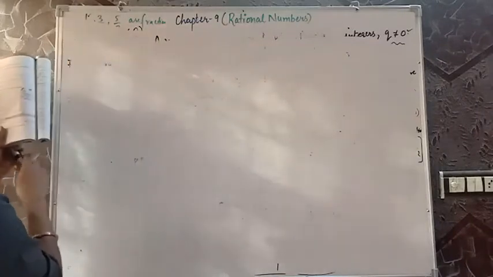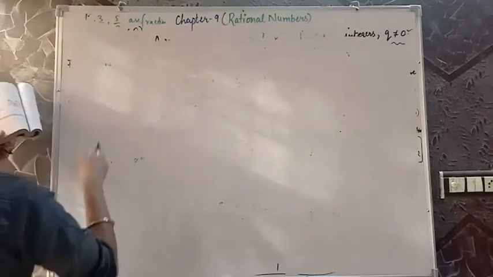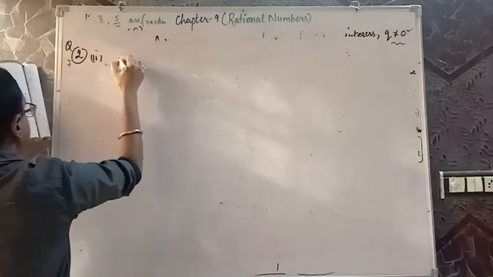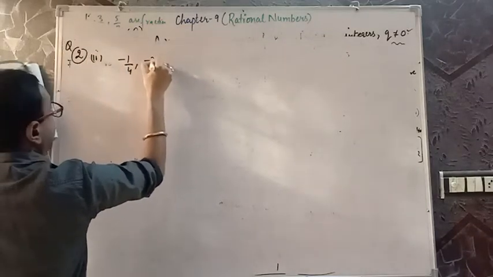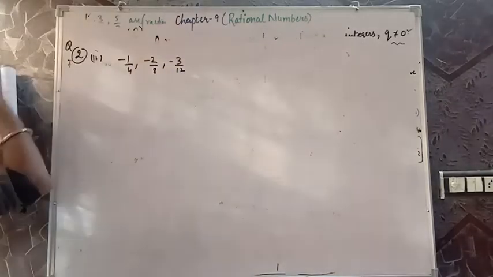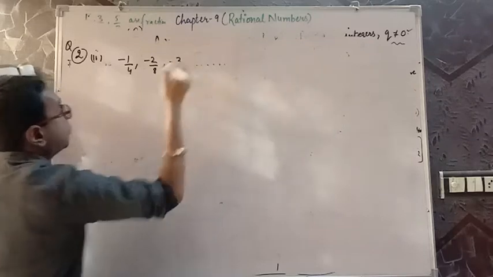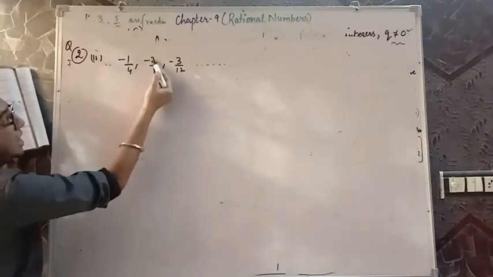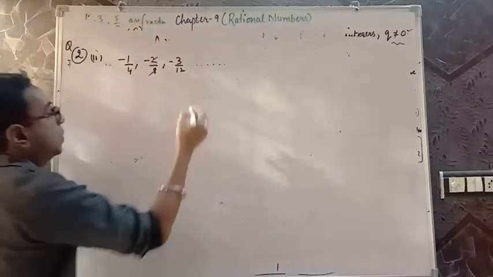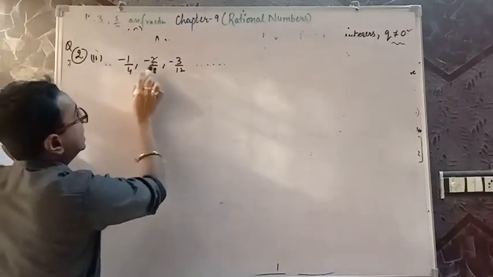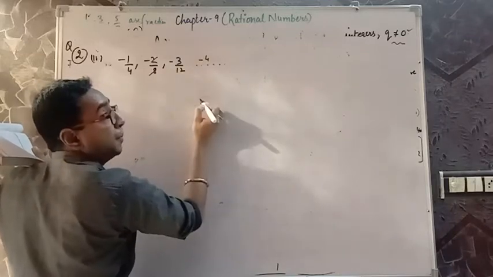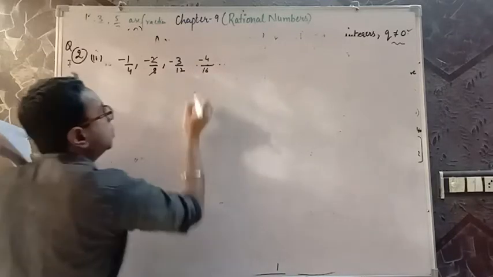Let's see the first question. I'll take the second question, second part, that is minus 1 by 4, minus 2 by 8, minus 3 by 12. Just see the pattern and we have to find further 4 more numbers. Minus 1 by 4, if I cut, I'll again get minus 1 by 4, again I'll be getting minus 1 by 4. So, next number, what is happening here? It is increasing or not? What will be the next number? Minus 4 upon 16. Yes or no?